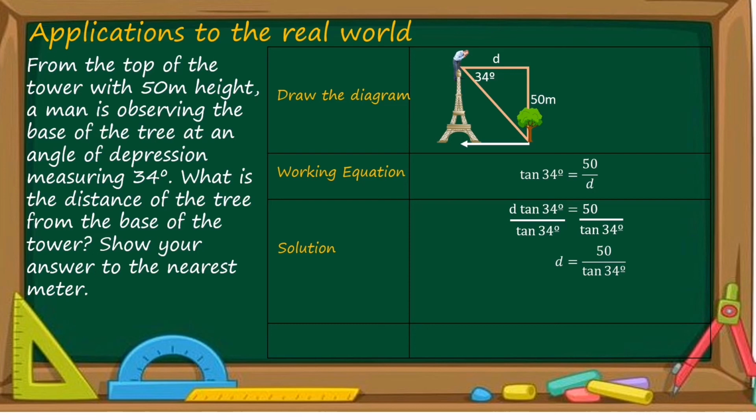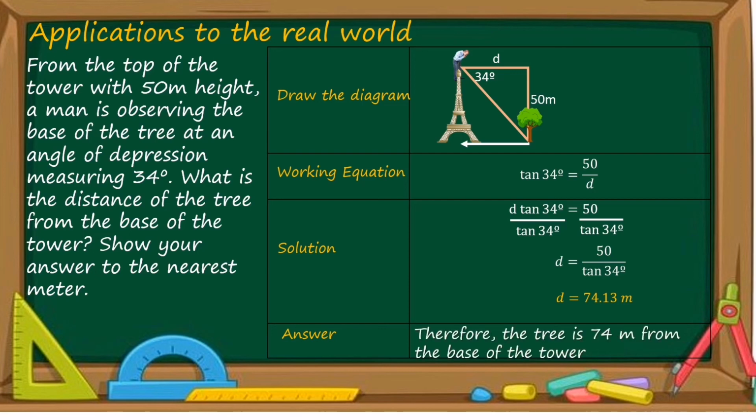The value of 50 over tangent 34 degrees in a calculator is equal to 74.13 meters. Then our final answer, since based on the question we need to present our answer to the nearest meter, therefore, the tree is 74 meters from the base of the tower.